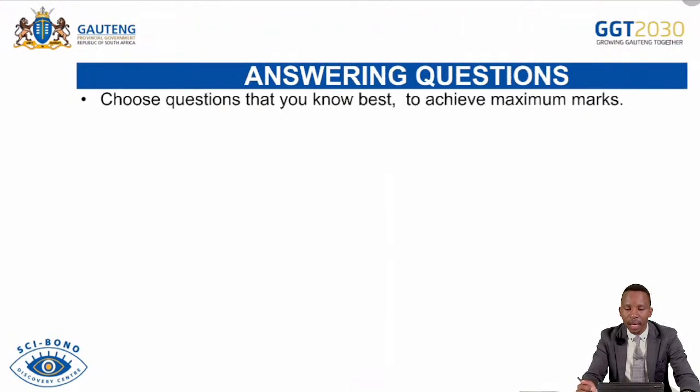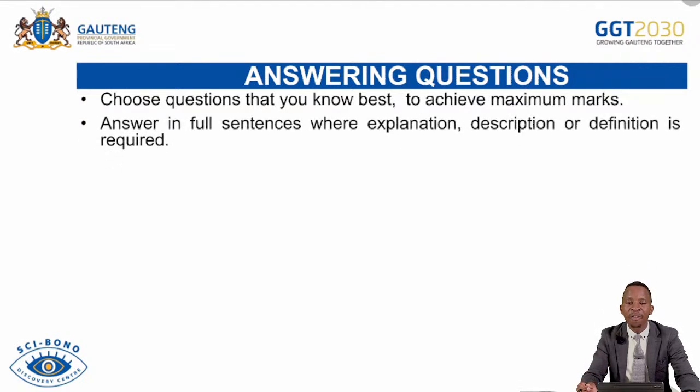And then answer the questions. Choose questions that you know best to achieve maximum marks. Remember, you are given some options, especially in Section C. We are given two essays. Given those two essays, you need to choose the essay that you believe will give you maximum marks or will give you enough marks for you to pass.